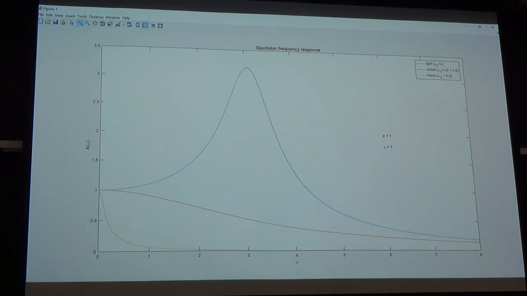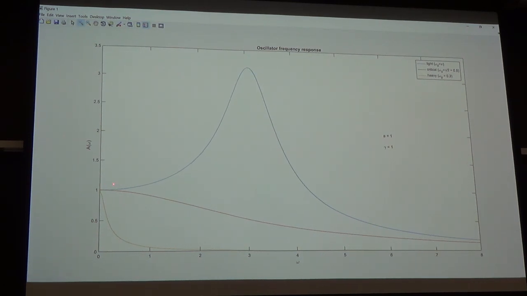So critical damping there, omega naught is gamma over 2, or just 1/2. And down here I've gone down to omega naught of 0.3 for heavy damping. So you see, in the light damping case you get a peak, and when you get past critical damping, the peak is all the way down at frequency 0.